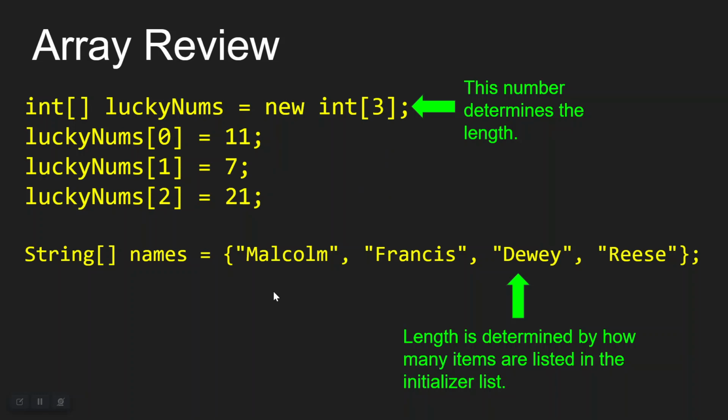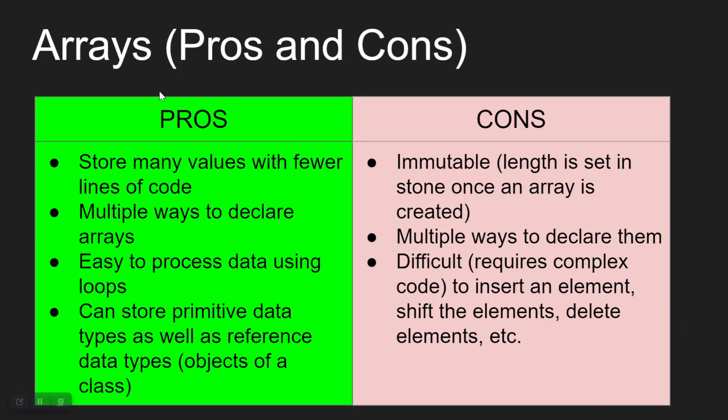Once you declare and initialize an array, the length is going to be fixed. And so arrays have some pros, but they also have some cons. Arrays store many values with fewer lines of code. So rather than storing all of these values as separate variables, we can make use of data abstraction, and we can say, instead of doing these as all separate variables, let's just do one list and have it store everything. There are multiple ways to declare an array, so I guess that flexibility could be considered a pro.